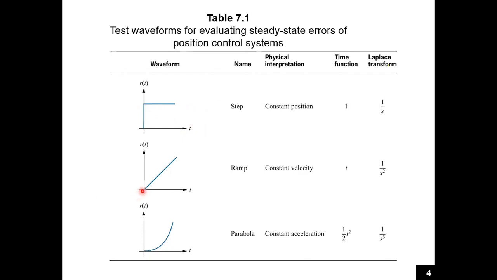Similarly, if the value is increasing linearly, or for a constant velocity, we use a ramp input, and for constant acceleration we use a parabola. The time function of a unit step is 1, the ramp is t, and the parabola is t squared over 2. The Laplace transform of 1 is 1 over s, of t is 1 over s squared, and of the parabola is 1 over s cubed.